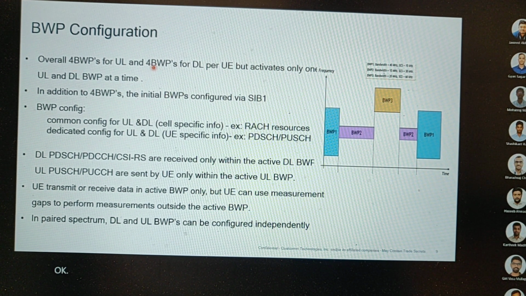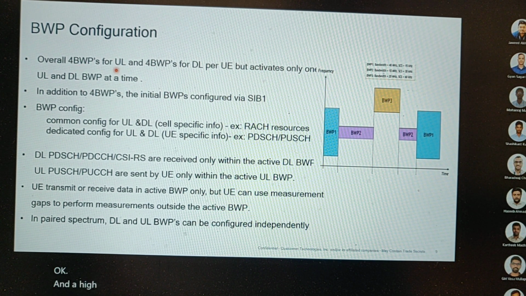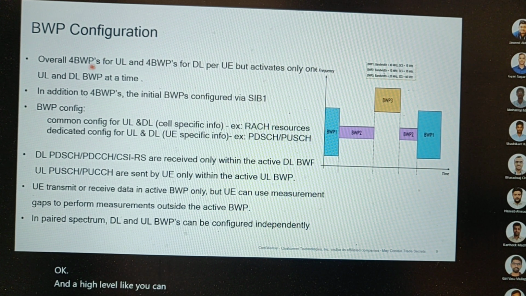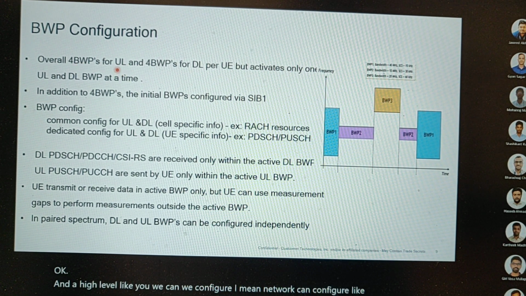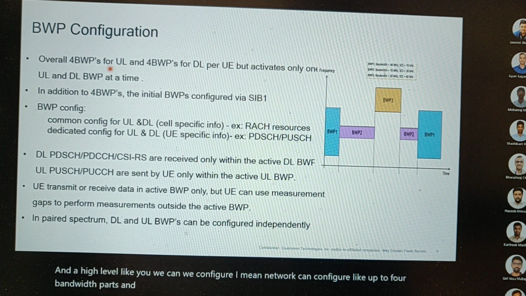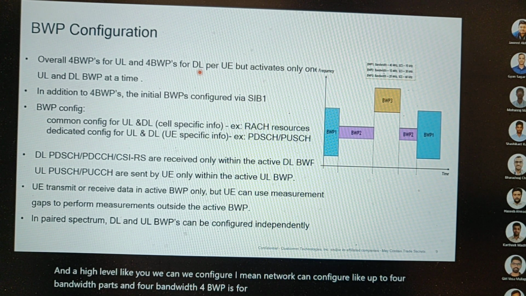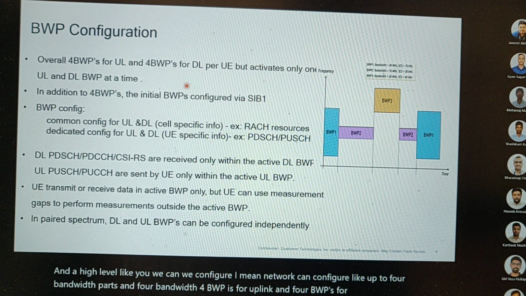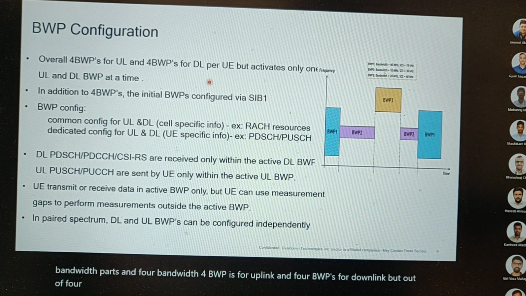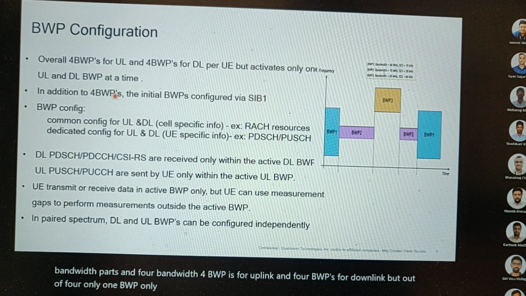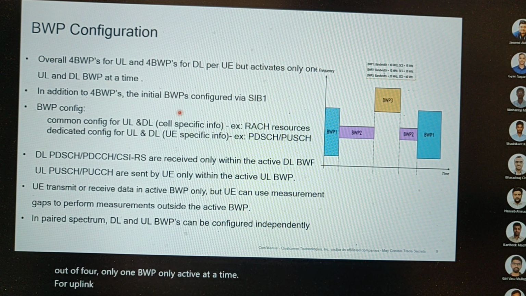Okay. On a high level, the network can configure a UE with up to 4 bandwidth parts, 4 BWPs for uplink and 4 BWPs for downlink. But out of the 4, only 1 BWP is active at a time for uplink and for downlink.